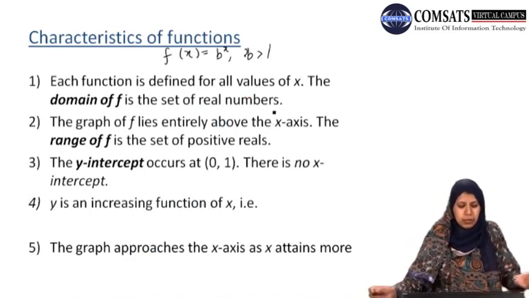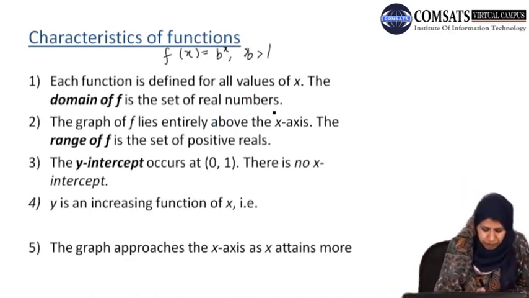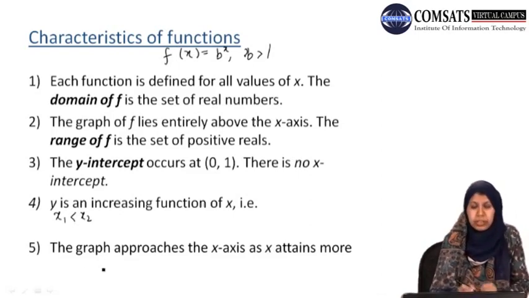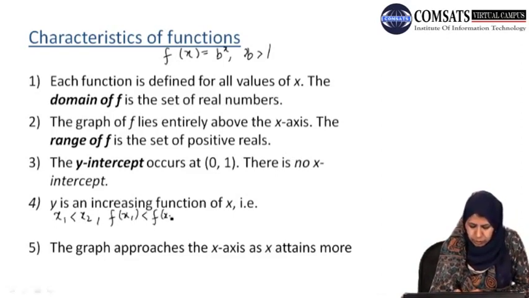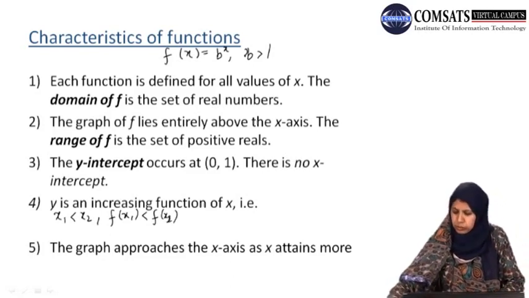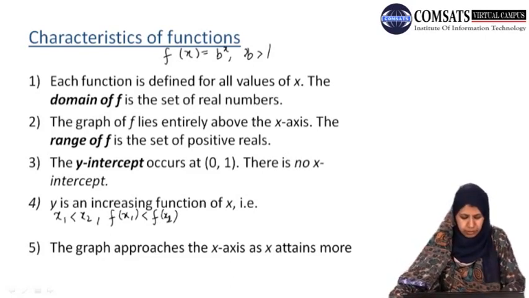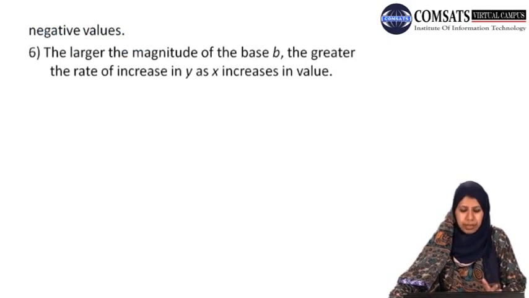Fourth property is that y is always an increasing function. That is, whenever we have two values x1 and x2 with x1 less than x2, then the image of x1 will always be less than the image of x2. So the output is always an increasing function. The fifth property says that the graph approaches the x-axis as x attains more negative values.